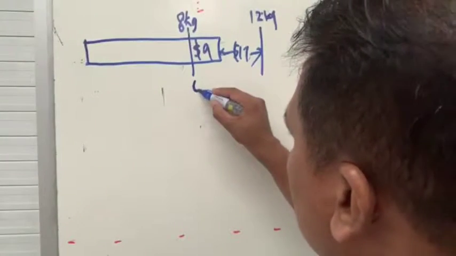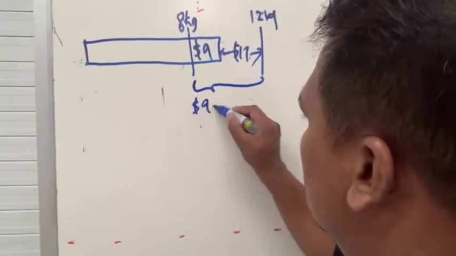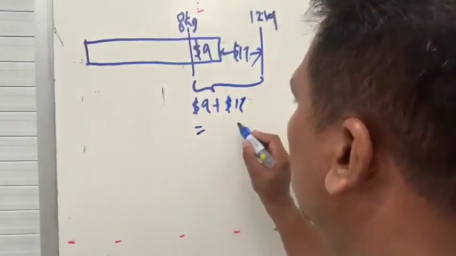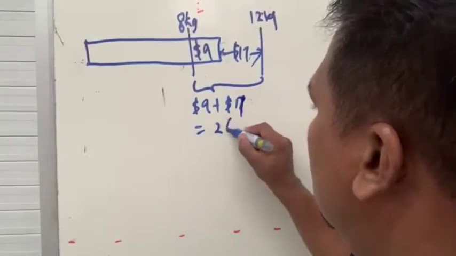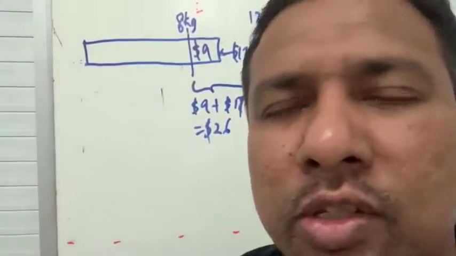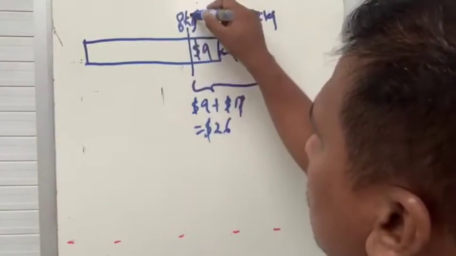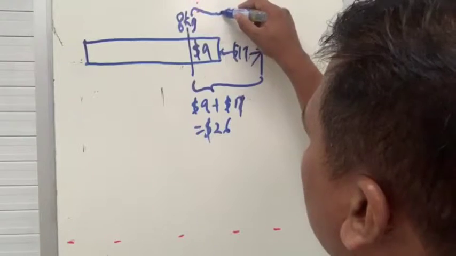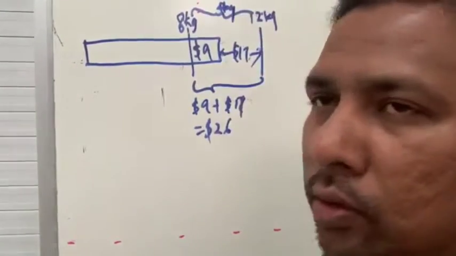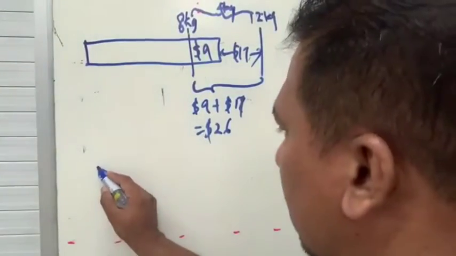But you see, this part here is $9 plus $17. 9 plus 17, alright? Which is equal to $26. $26 is how many kg? How many kg is $26 of durian? So, when you see this 12, this is 8, so we can see what the difference is here. 12 minus 8 is 4 kg. 4 kg.